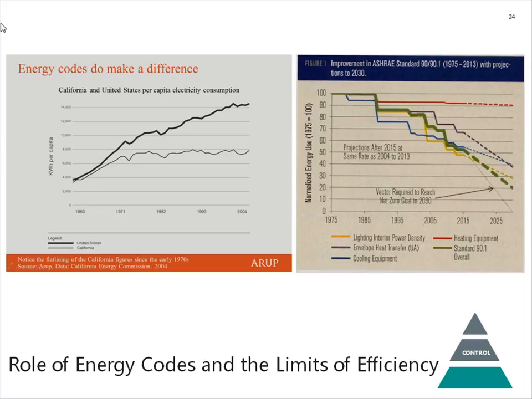The second point is the limits of efficiency in terms of achieving goals. This is a chart by ASHRAE, the Society of Heating and Refrigerating Engineers in the United States, looking at the amount that different technologies have reduced their energy usage. So looking at heating, lighting, cooling, and the envelope, and then comparing the slope of those lines to the net zero 2030 challenge goal. Basically, the slope of these lines are not going to meet the slope of those lines. So energy efficiency itself is not going to be enough. So the two points here are that energy codes work, but energy efficiency itself is not enough.